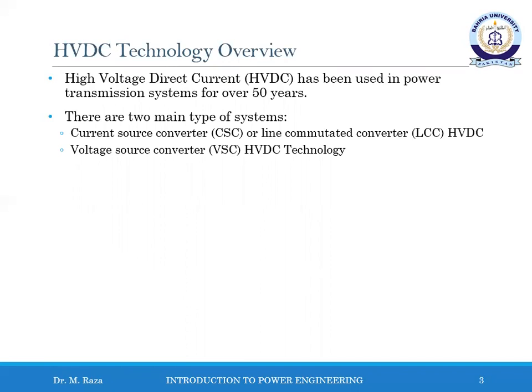The most commonly used systems are based upon the current source converter, abbreviated as CSC, or line commutated converter, LCC HVDC, using thyristor type valves. Secondly, voltage source converter, abbreviated as VSC HVDC technology, which uses fast power electronic switches such as MOSFETs and IGBTs, is a recent development which is seen as a game changer and as the key enabling technology for future DC grids.